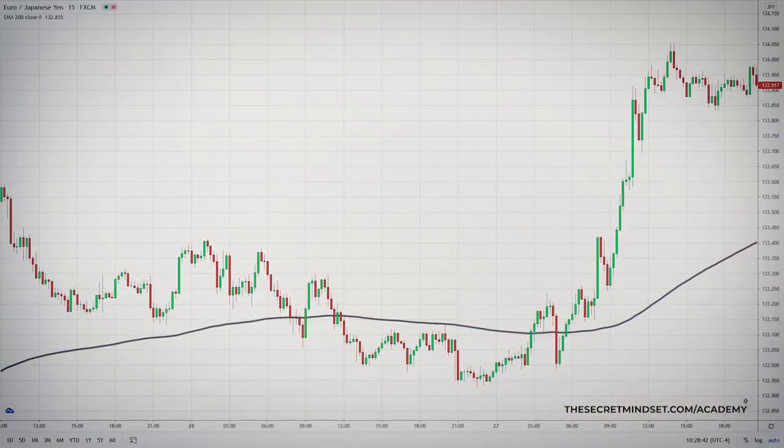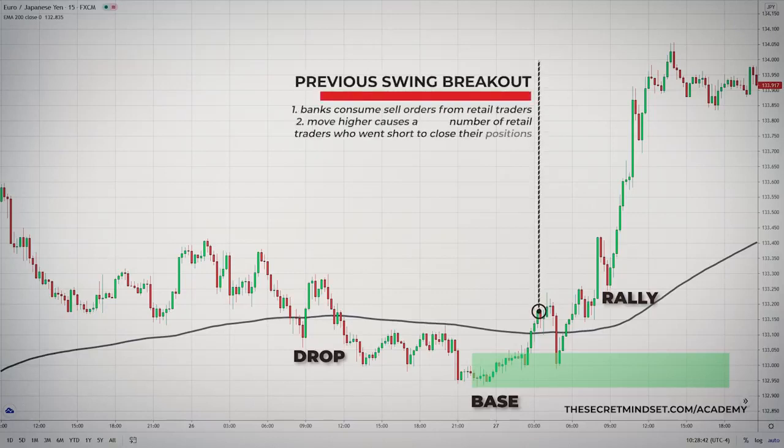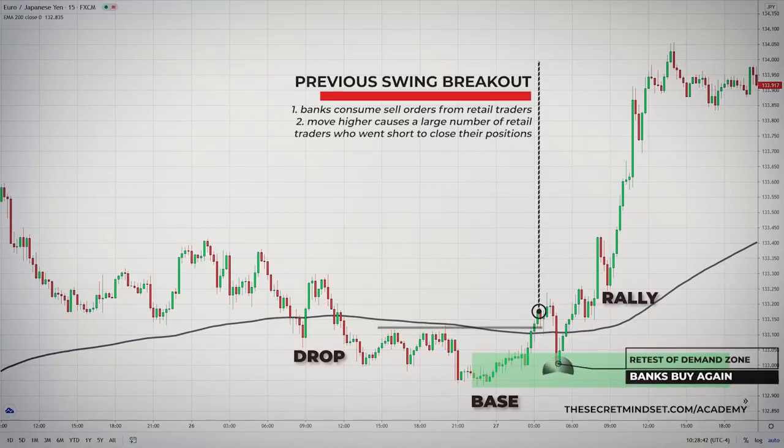In this example, we can see a drop-based rally zone after the market has been falling. When the banks enter into their long trades, they consume all of the sell orders coming into the market, and the price begins to rise, breaking the swing high found at the top of the last move lower. Soon after the break of the high, we see a large drop taking place. This drop causes a lot of retail traders to start shorting, thinking the move higher was simply just a pullback to the downtrend. When the market comes into contact with the demand zone, which was created by the first phase of buying, the banks buy again.